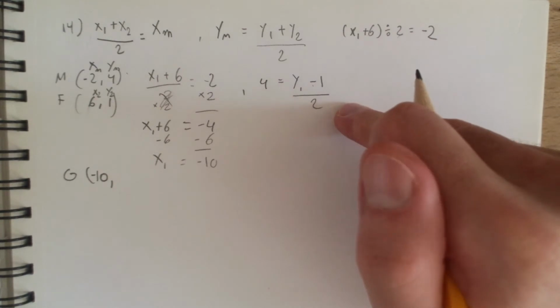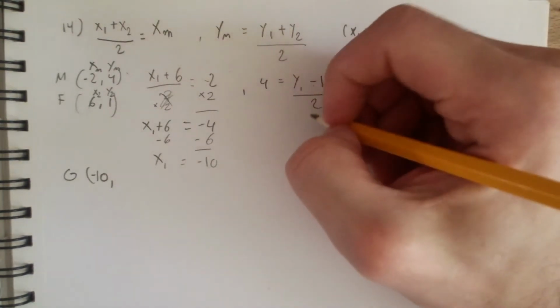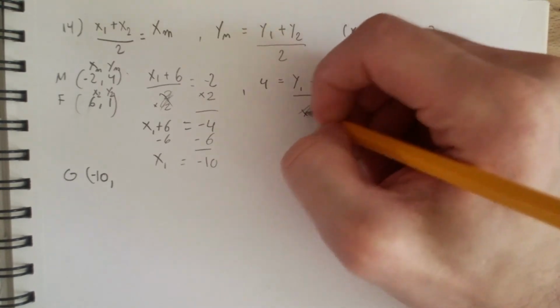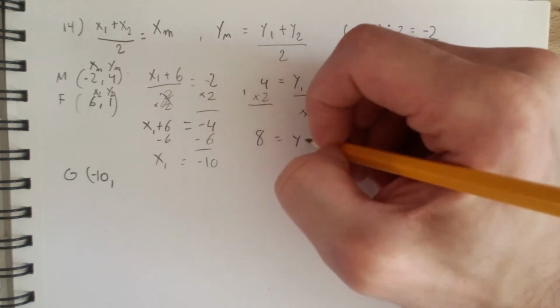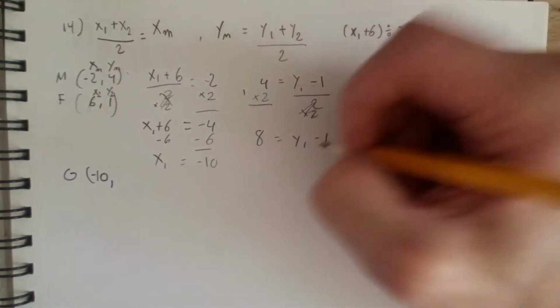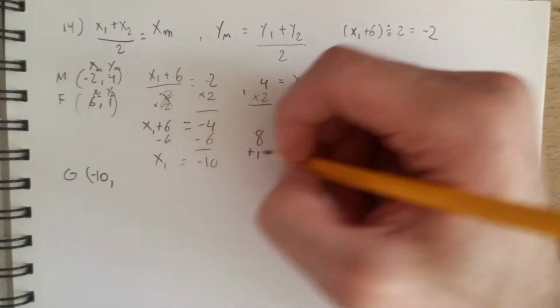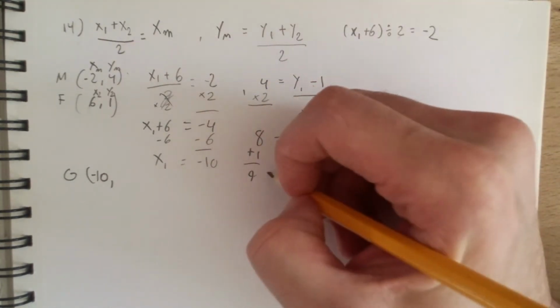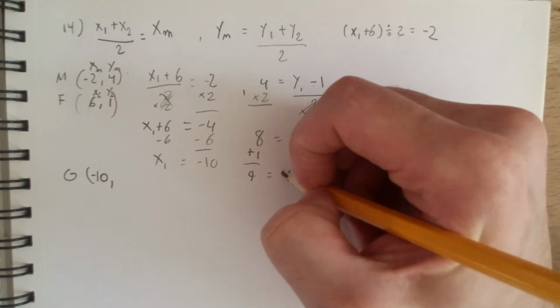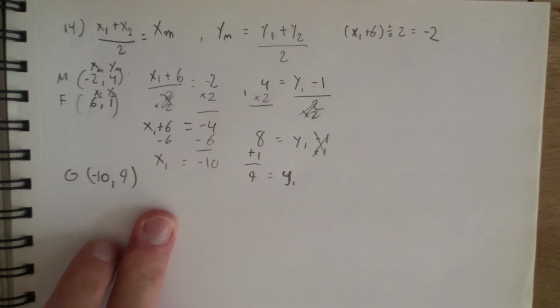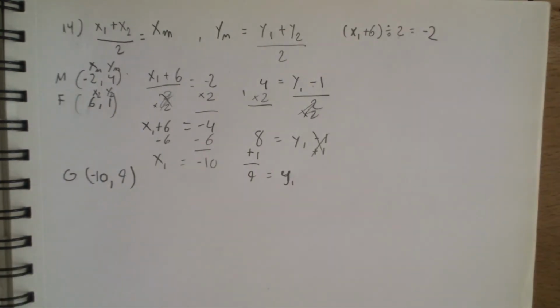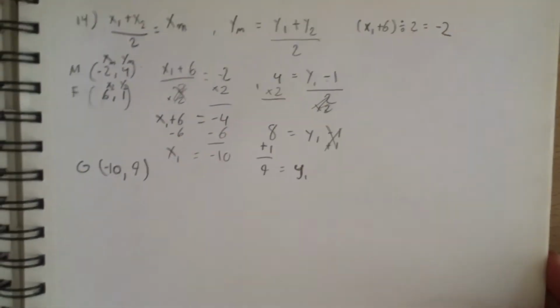Our other point, we're going to do basically that same thing: multiply by 2, cancel it out, and get 8 is equal to y1. So for this particular question, we get -10, 9. In your exam form, which you'll see getting back to you, as long as you got one of these 2 points, I give you 1 out of 2 points for the total question. If you got both, you get 2.